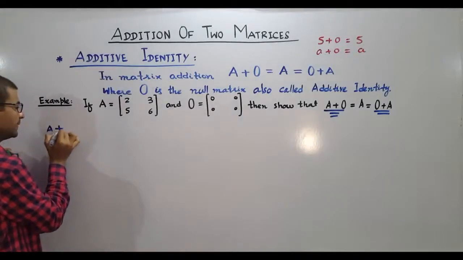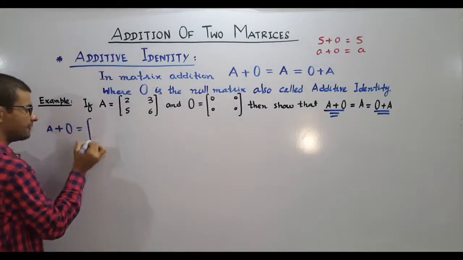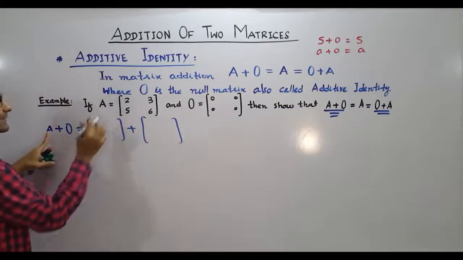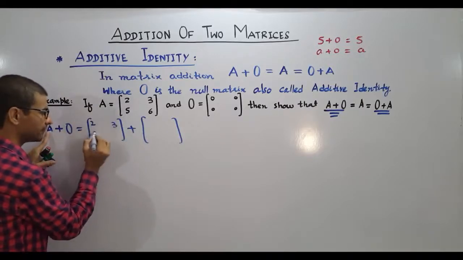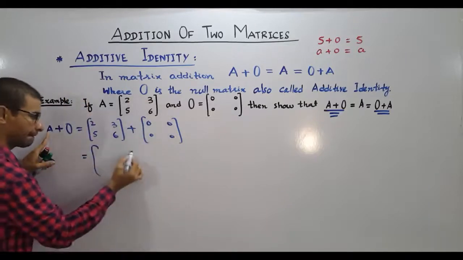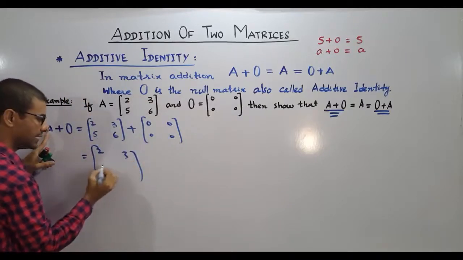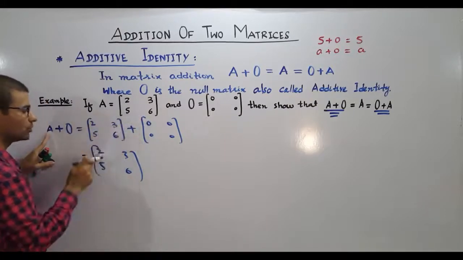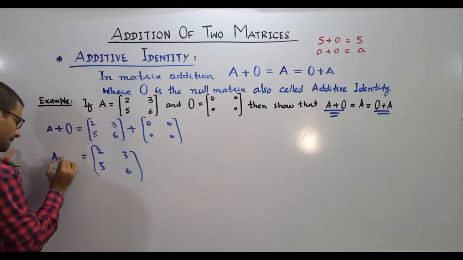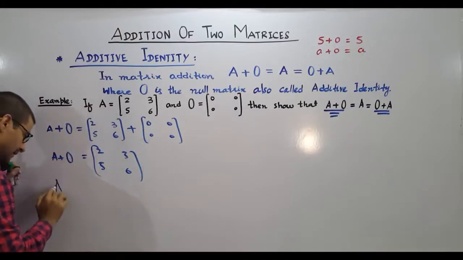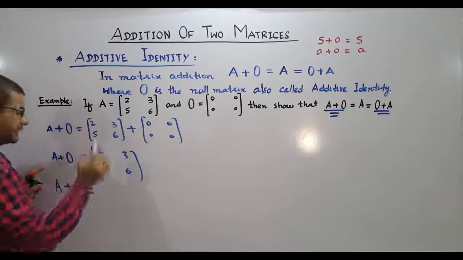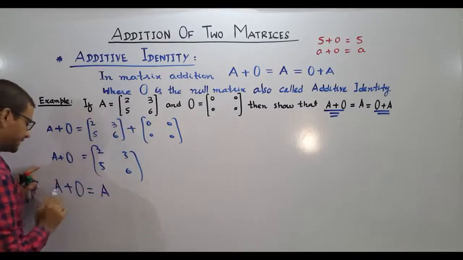First evaluate A plus O. We have matrix A and the null matrix. A matrix is 2, 3, 5, 6. Null matrix is 0, 0, 0, 0. Now add. 2 plus 0, 2. 3 plus 0, 3. 5 plus 0, 5. 6 plus 0, 6. When we add A plus O, we will get matrix A. 2, 3, 5, 6 is matrix A.